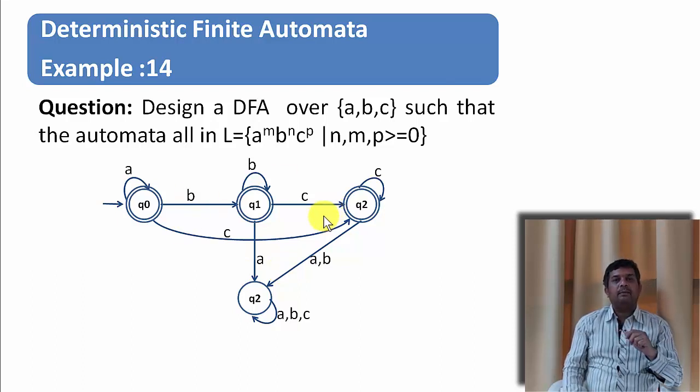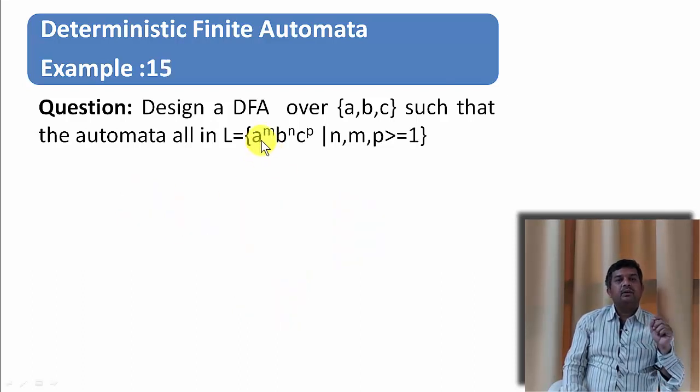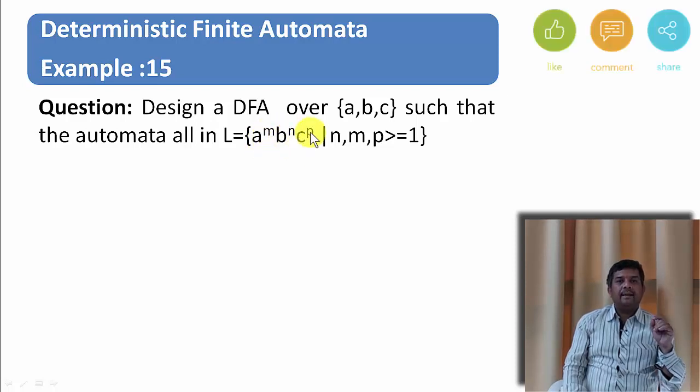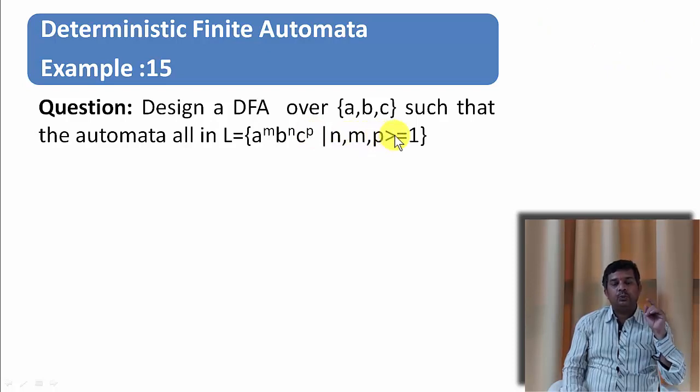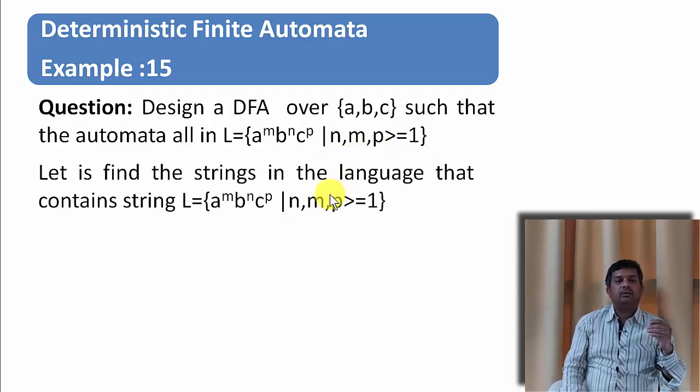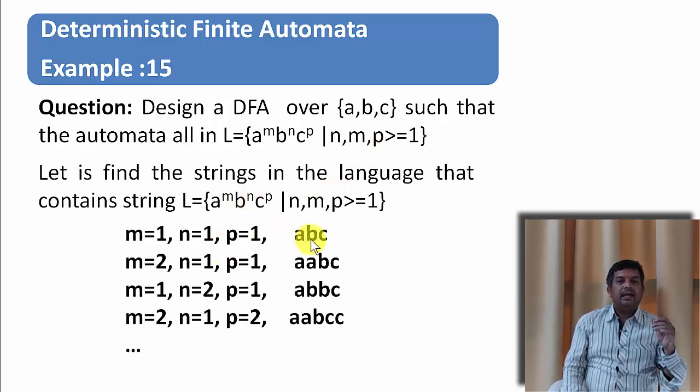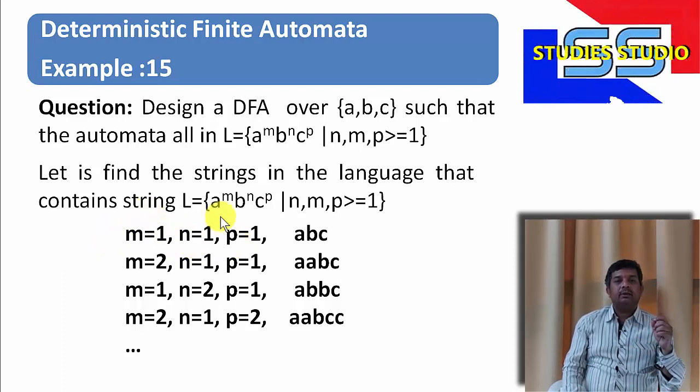Let us discuss one more problem. A small change is there. We are taking A to the power M, B to the power N and C to the power P with M, N and P greater than or equal to 1. It means at least one M, N and P supposed to be there. So the strings of this particular language will be ABC, AABC, ABBC, AABCC or something like that. It means at least M supposed to be 1, N supposed to be 1 and P supposed to be 1. We can observe that for this particular language, the minimum string length is 3.